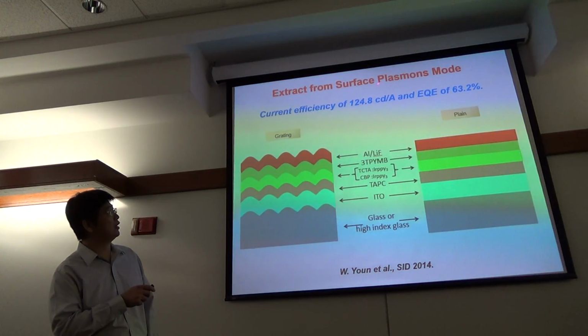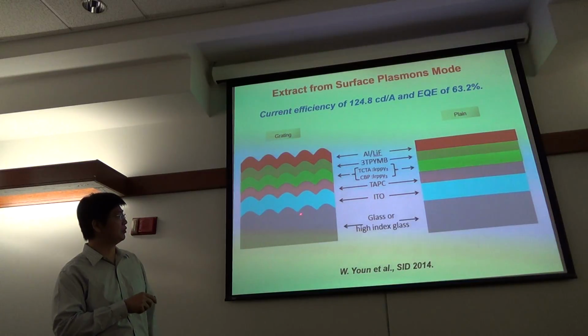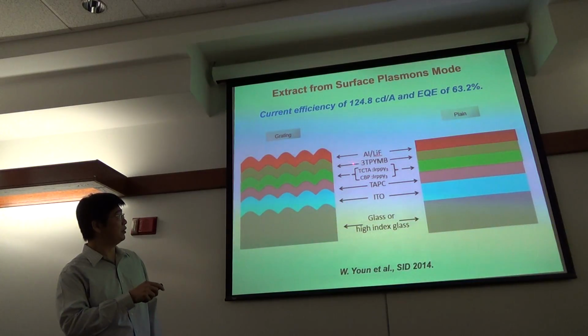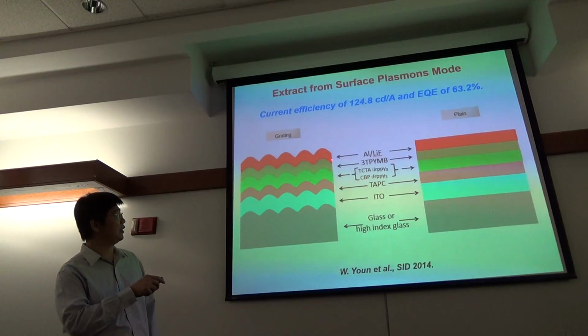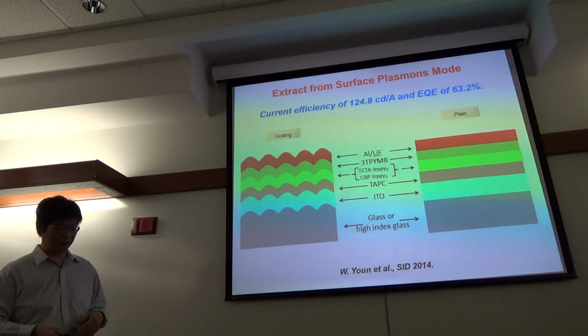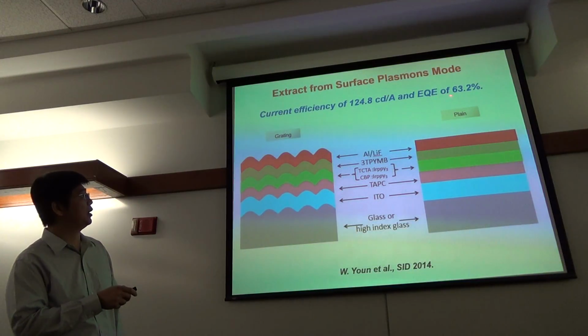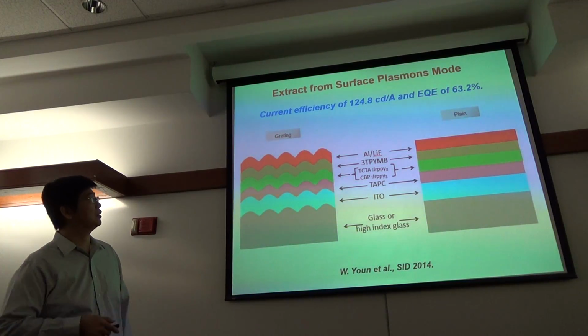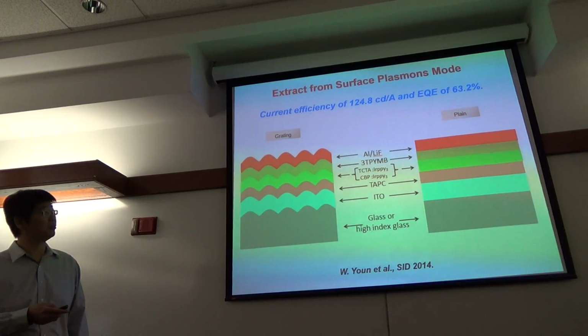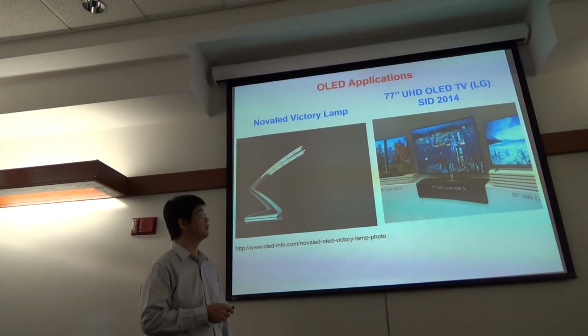The other thing is the plasmonic mode. And the plasmonic mode can use the nanostructure corrugated, especially in the metal layer. So that is possible to have the phase matching condition to extract the plasmonic mode out. So that is possible right now for the EQE over 63% by coupling out this surface plasmon mode.